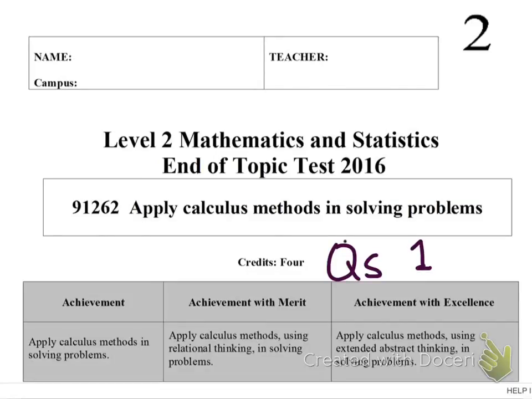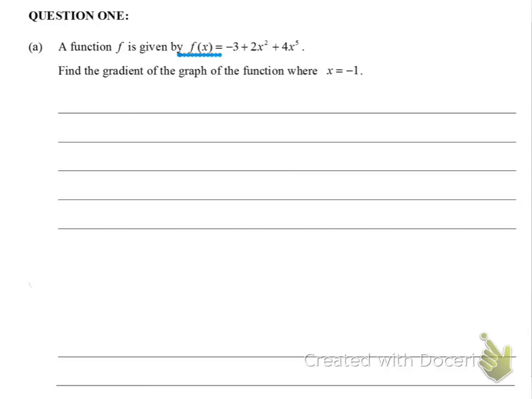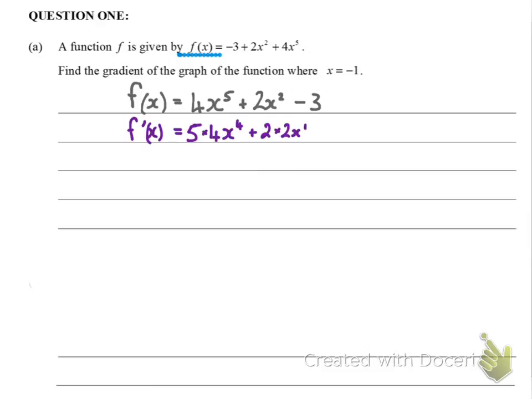Here's level 2 calculus question 1. Here we're given a function and we're asked to find the gradient. The word gradient should trigger that you need to differentiate. So first of all I'm going to write out the function in terms that we normally like, the x to the power of 5 first, decreasing in the x powers. Differentiate, multiply by the power, reduce the power by 1.